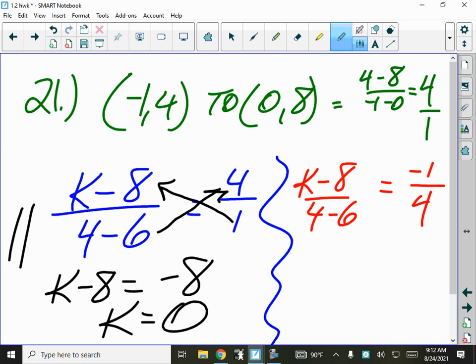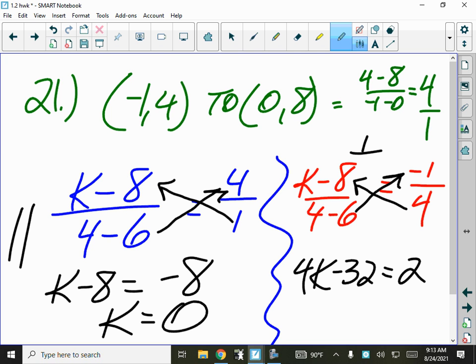Okay. Now for the perpendicular part, by the way, my work here is looking perfect. I'm going to cross multiply again, but this time that 4 is going to get distributed, and it's going to be 4k minus 32 equals negative 2 times negative 1, which is 2. Oh, did we do this problem yesterday? Something very close to it. All right, so 4k equals 34.